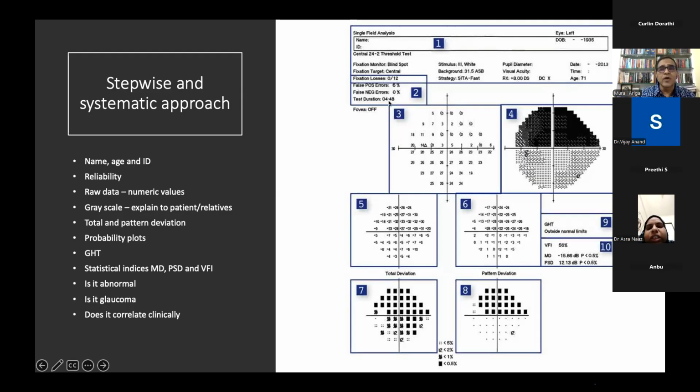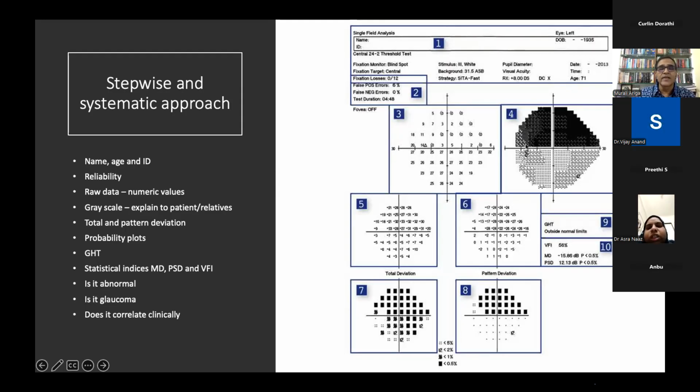And of course, if the test duration is longer, then you know the patient has taken a longer time. On many of the field machines, there will be a gaze graph at the bottom. That will tell you whether the patient has really fixated well and done the test to a satisfactory level or not. So reliability is very important. And after that, you look at what is called the raw data, the numeric values, the actual thresholds measured.